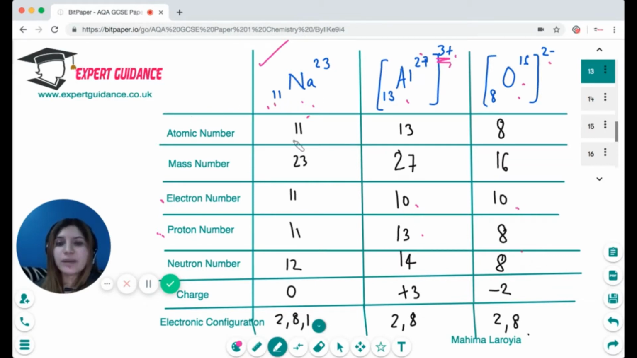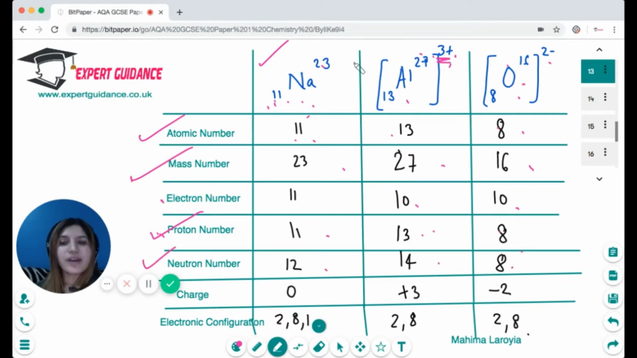The bottom number is the atomic number. So I've put 11, 13, and 8 in all the 3 boxes. The top number is the mass number. So 23, 27, and 16. The proton number is always the bottom number. So that is 11, 13, and 8 for all of them. And neutron number is the top number take away the bottom number, which is 12, 14, and 8.